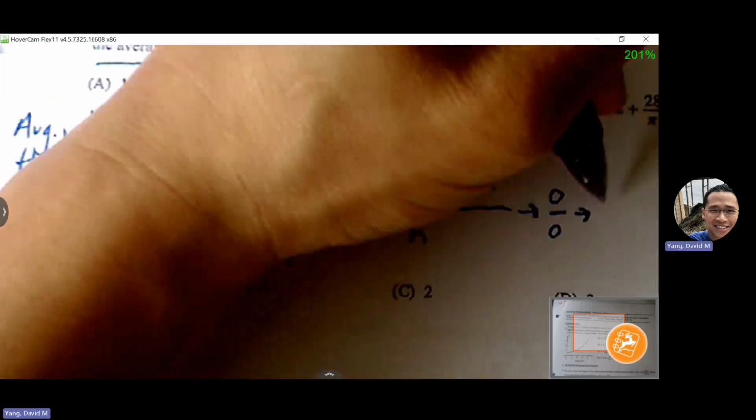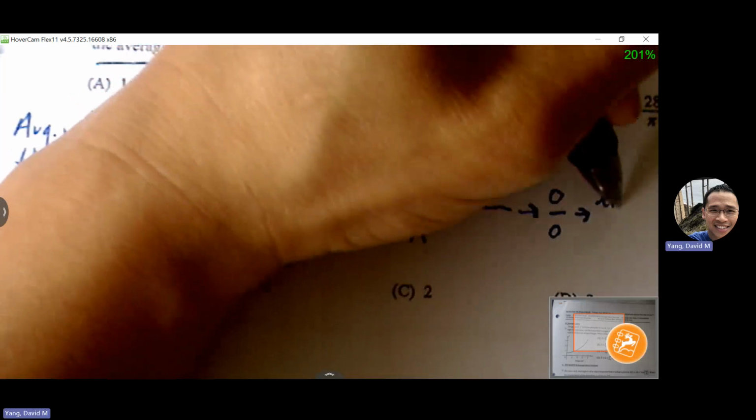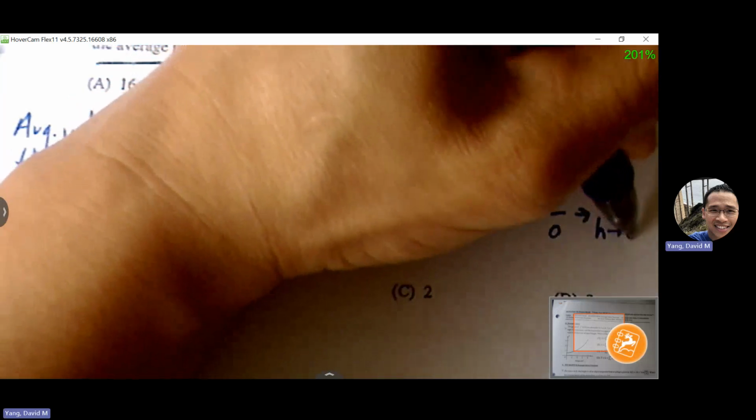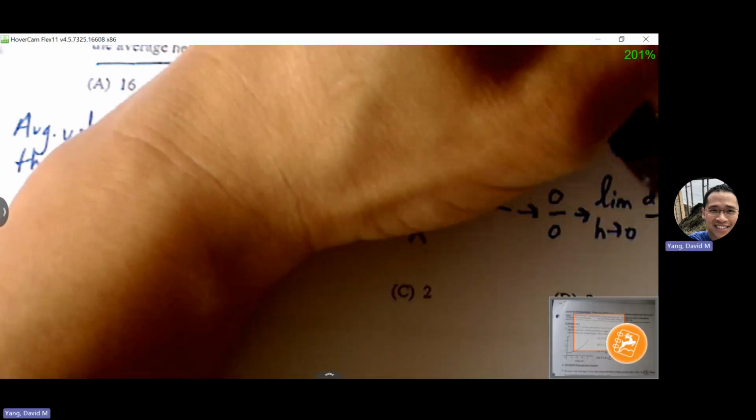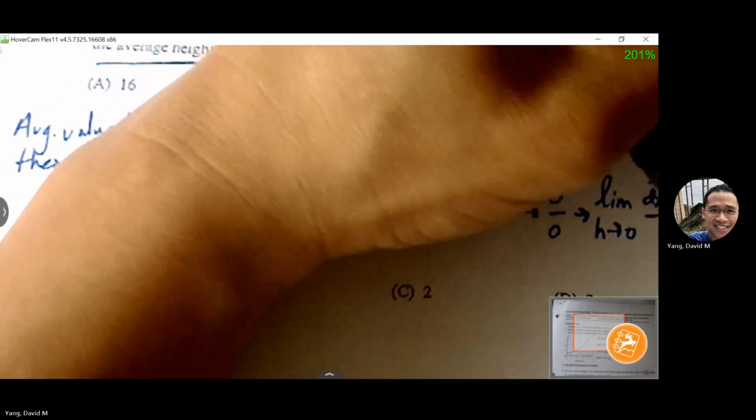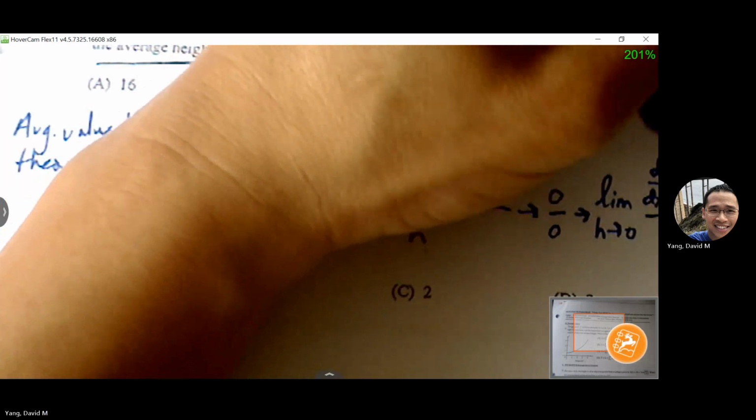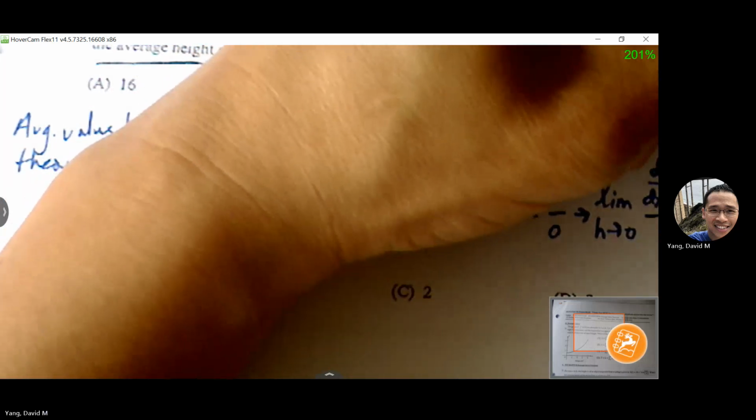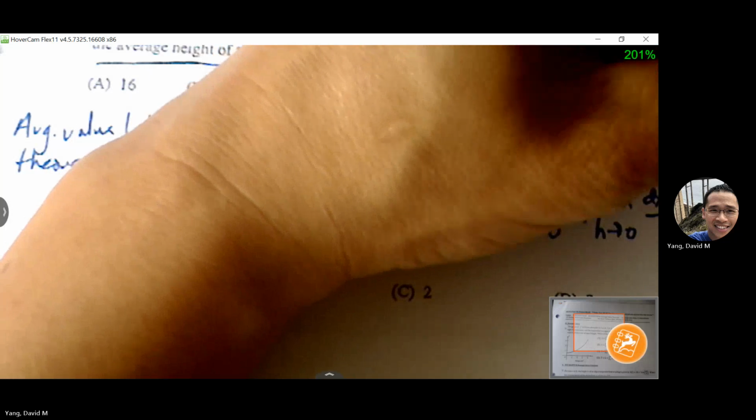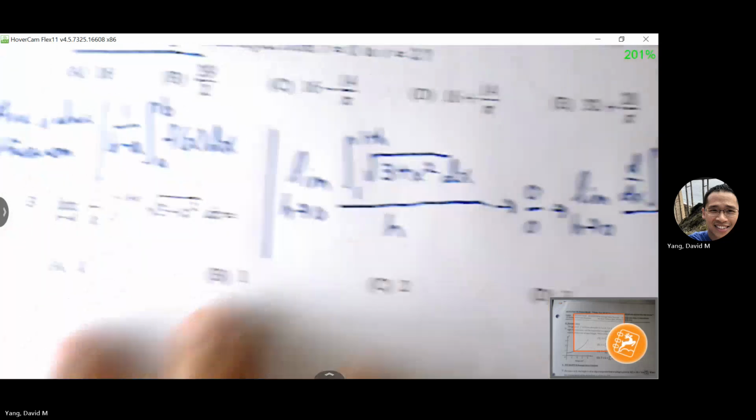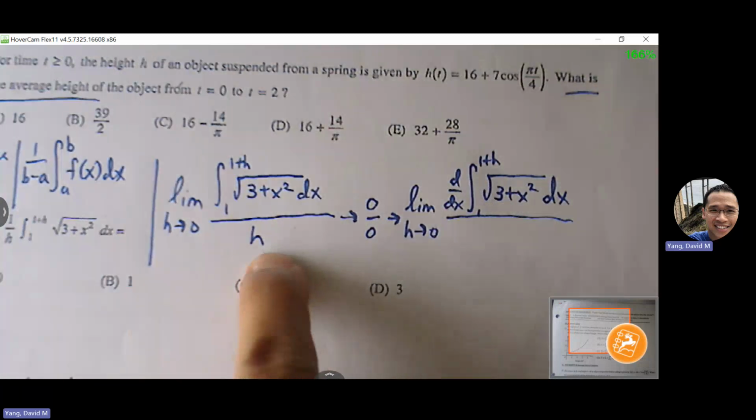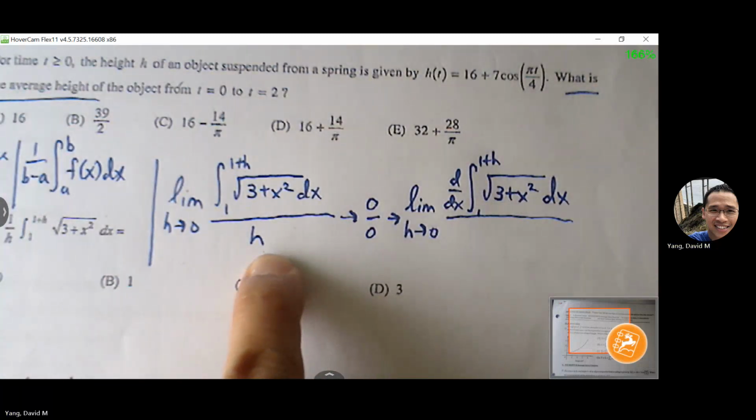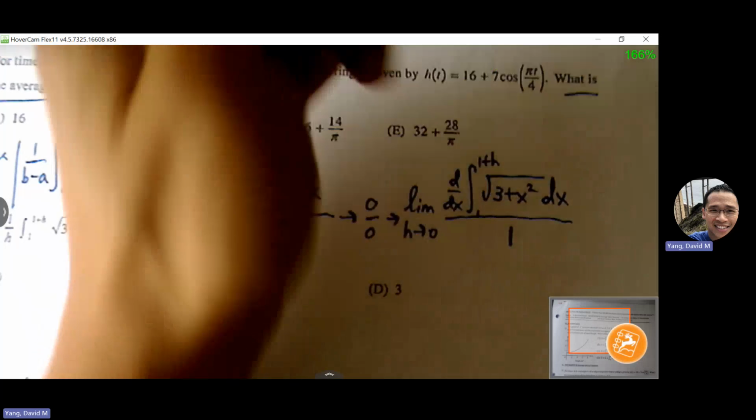L'Hopital's rule says take the derivative of the numerator and take the derivative of the denominator. So here's the derivative of my numerator. I'm going to just spell out what I want to do. Okay, let me do the denominator first. That's easy, right? What's the derivative of h? Just 1. Okay, so I know that's going to be just 1.